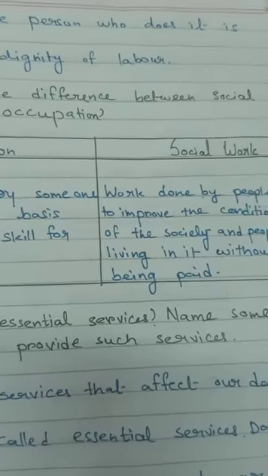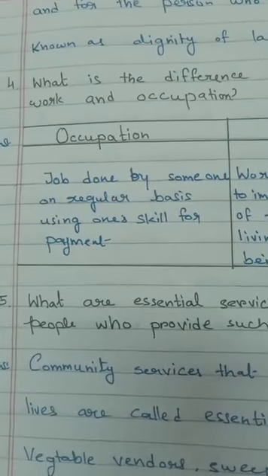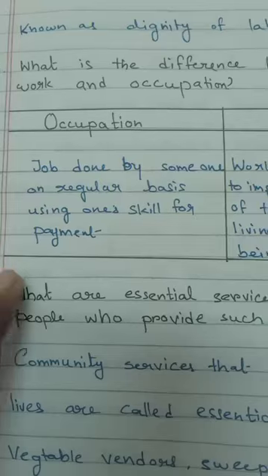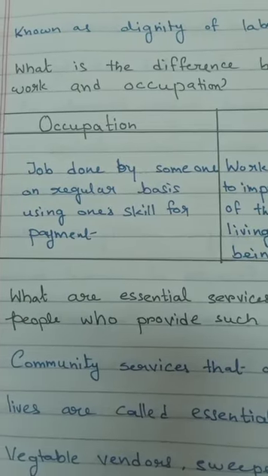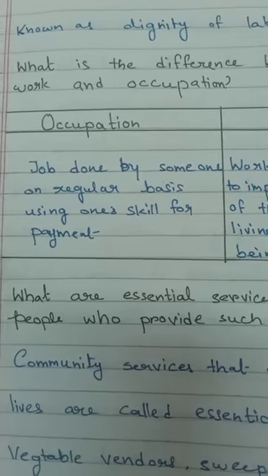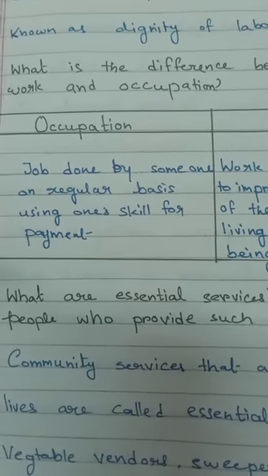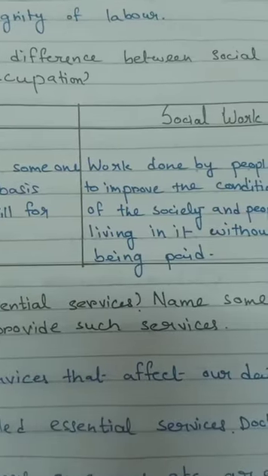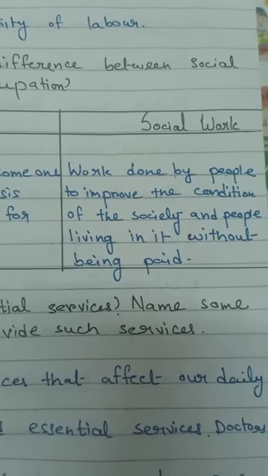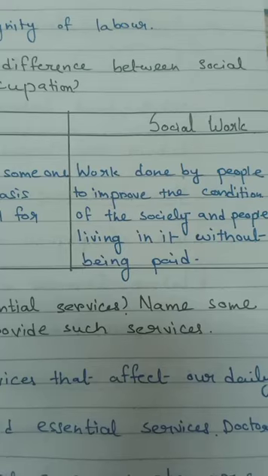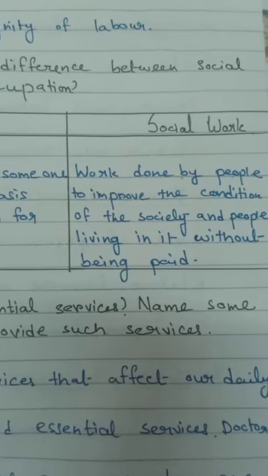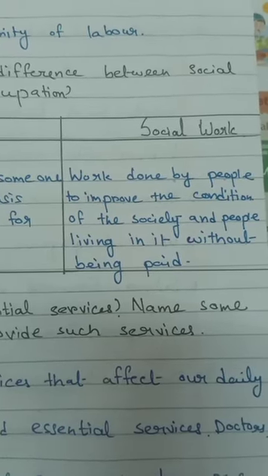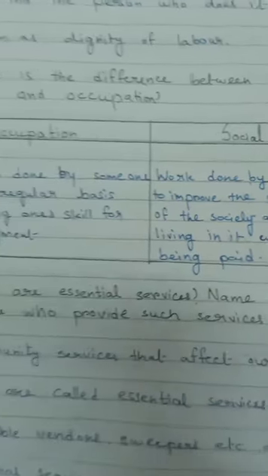Next question. What is the difference between social work and occupation? Occupation, job done by someone on regular basis using one skill for payment. On the other hand, social work, work done by people to improve the condition of the society and people living in it without being paid.